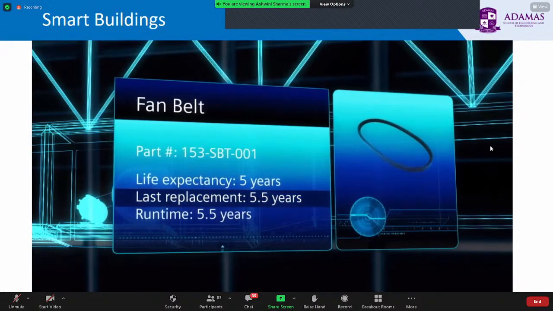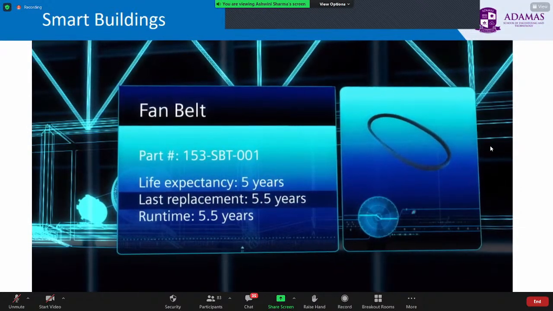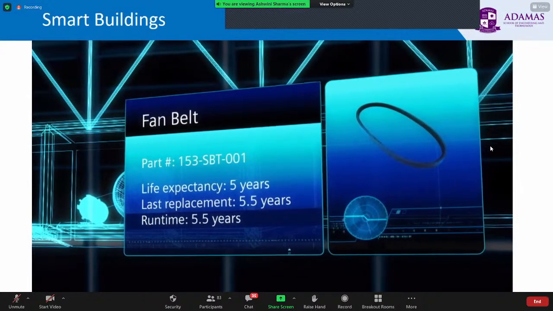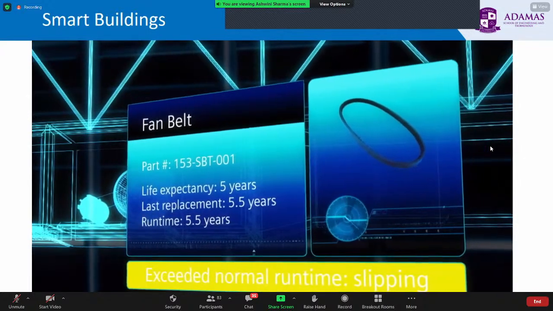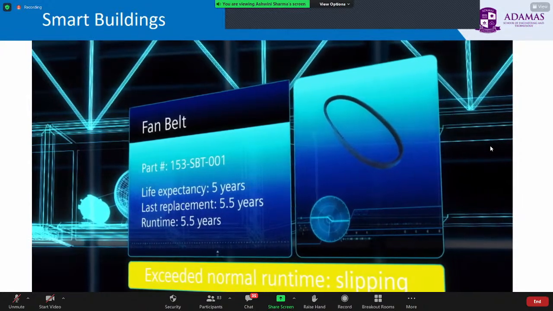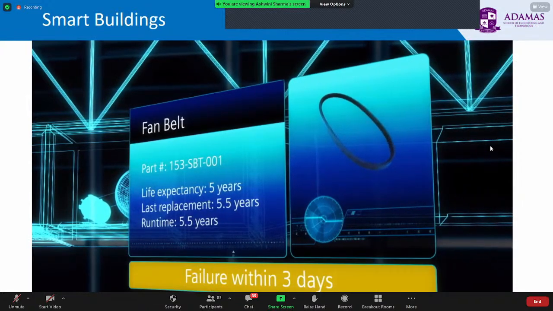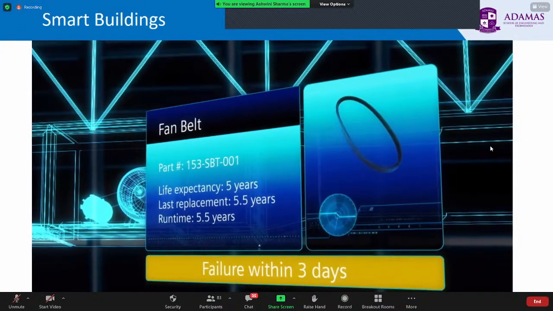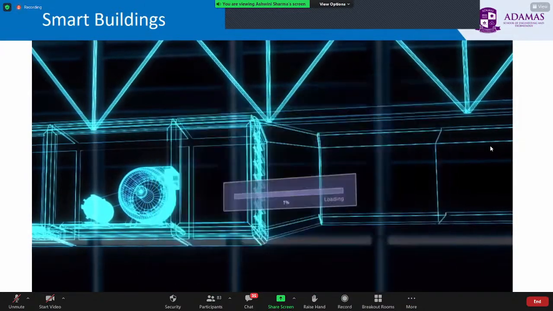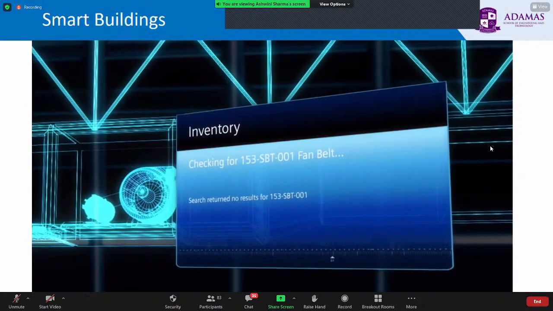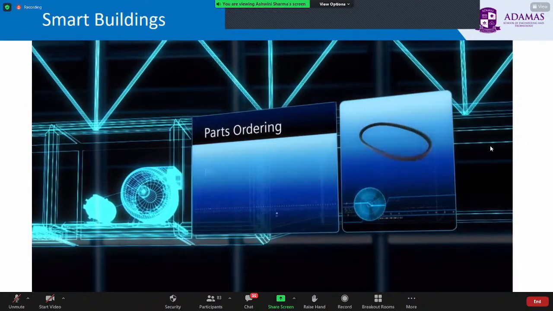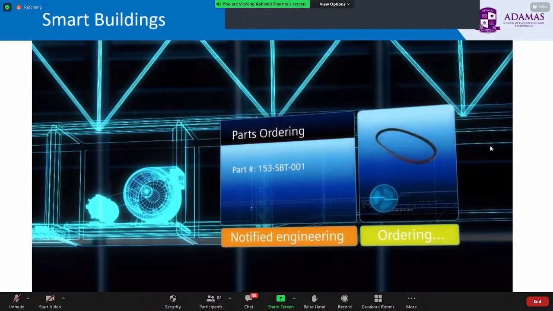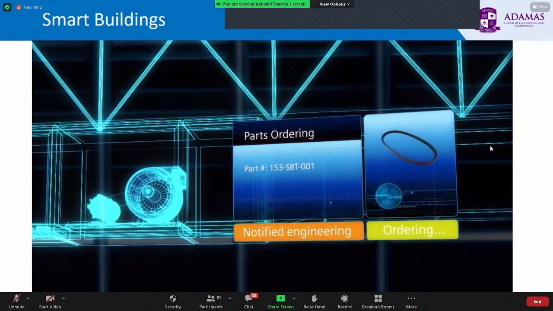I see it was last replaced 5.5 years ago, and have identified the runtime of the air handler. Based on this intelligence, the belt has exceeded the normal runtime, and is probably slipping. This is serious. The fan is in one of our most critical building spaces, and any downtime will cost us much more than the price of the belt. There is not a belt in our inventory. Ordering replacement. And I have notified our facility engineering department with all the necessary intelligence.